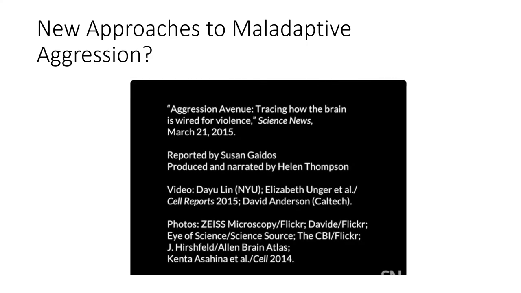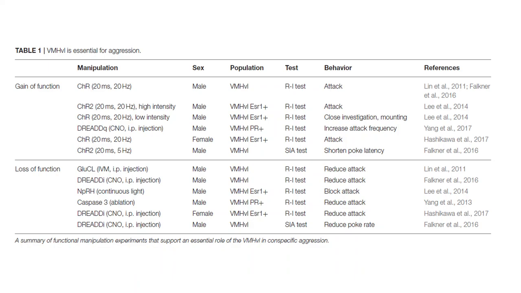So what they're showing here is populations of the ventromedial hypothalamus, actually the ventrolateral part of the ventromedial hypothalamus, and gain of function generally leads to a more aggressive mouse, whereas loss of function manipulations lead to reduction in aggression.